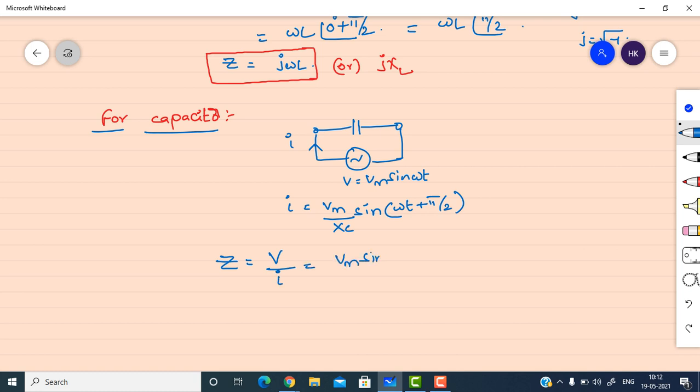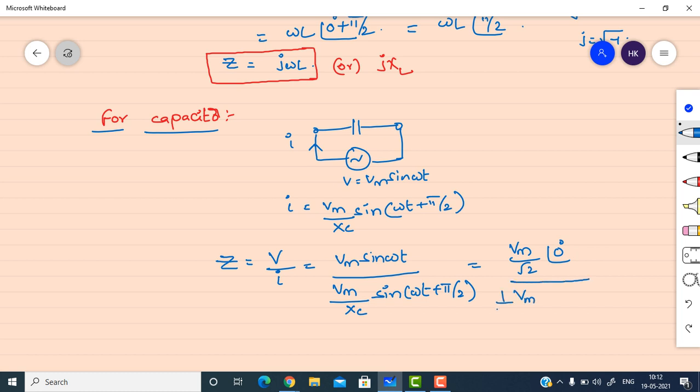V is Vm sine omega t, by Vm by Xc sine omega t plus pi by 2. So you are performing division. Convert these two alternating quantities into polar form. Vm sine omega t: polar form is Vm by root 2 at an angle 0 degrees, by 1 by Xc, that is separately, Vm by root 2 at an angle plus pi by 2.